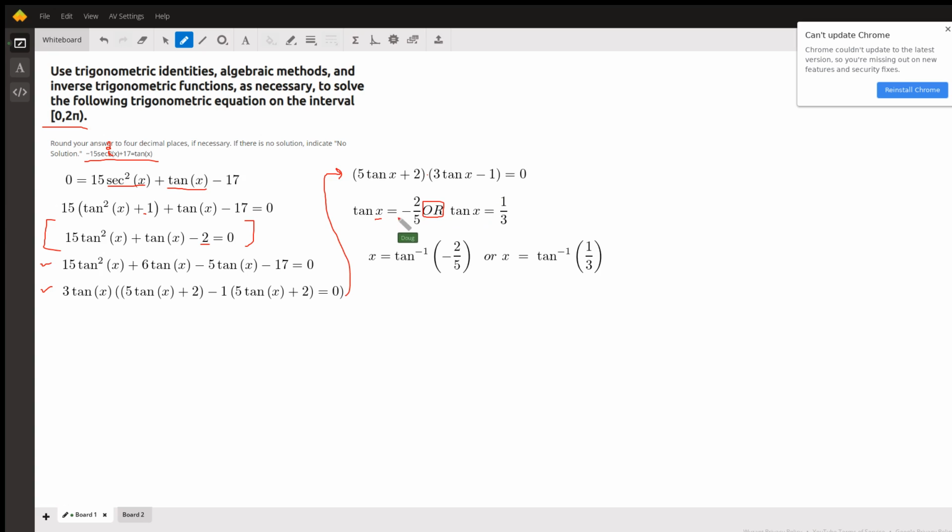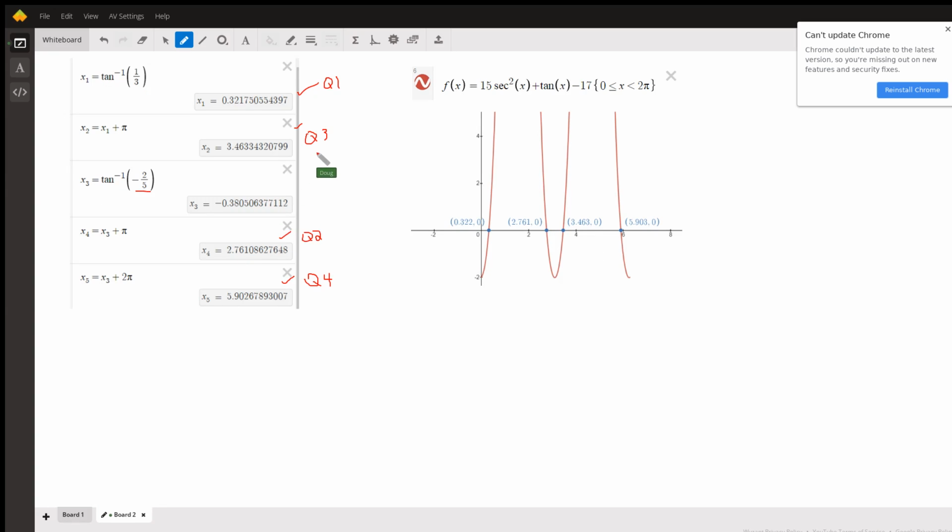So to solve for x, we say x equals the inverse tangent of negative 2/5, of which there are infinitely many such angles. But we want the angles between 0 and 2 pi, or x equals the inverse tangent of 1/3, the angle that has a tangent of 1/3. To get those, I said x sub 1 is equal to the inverse tangent of 1/3, which that's radian measure right there.